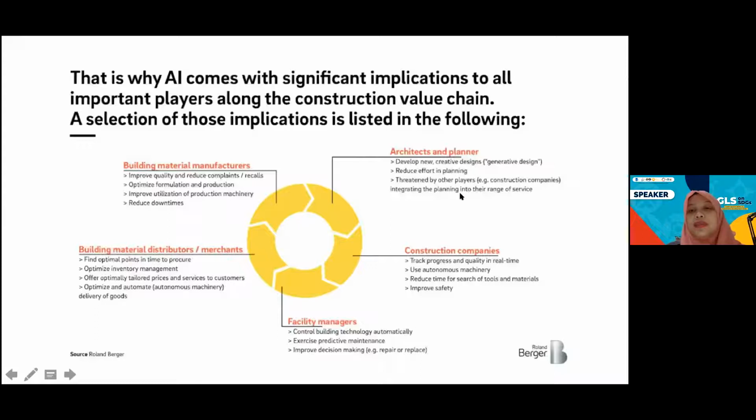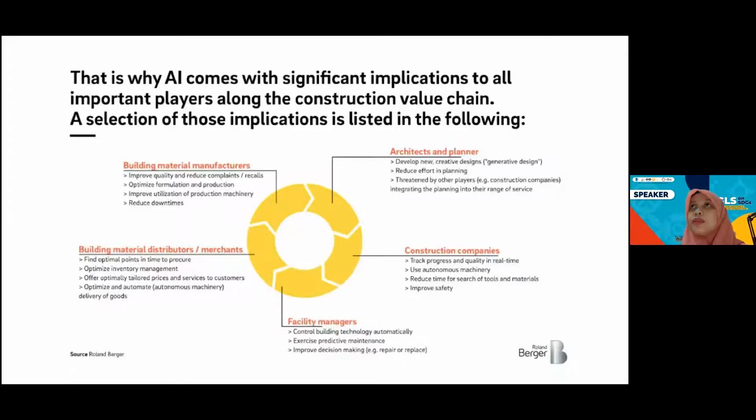Develop new creative design and reduce effort in planning, and threats by other players, for example, in a construction company, we can integrate the planning into the range of services. And how about in a construction company? The stakeholder can track the progress and quality in real time because all the data inside the project is sent to the database server, to the application server. So the director or the manager in a construction company can track the progress and quality in real time.